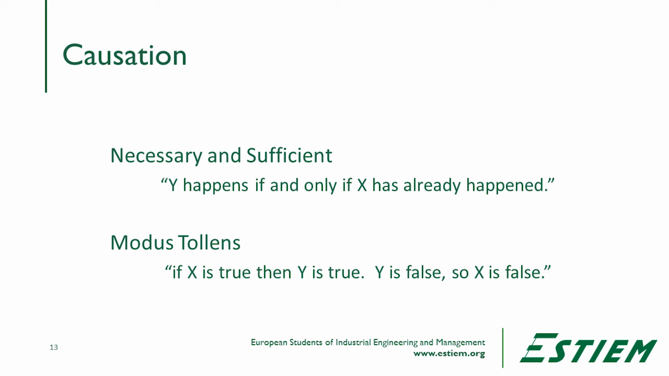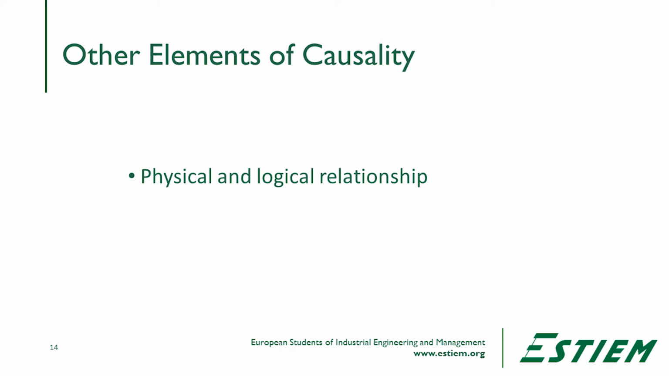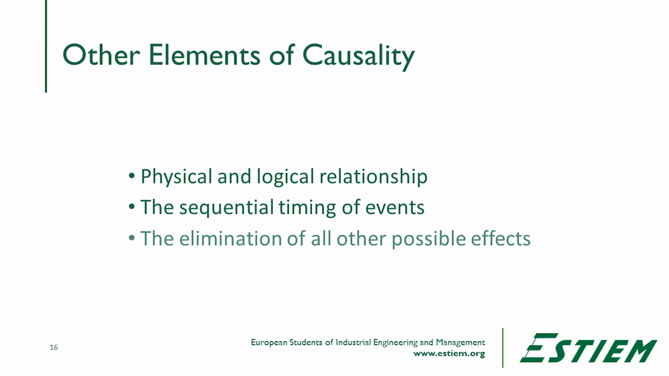In this case, the result Y may indeed be false without any implications whatsoever on the condition of X. So we want to make sure that the relationship is both necessary and sufficient for us to have causation. And remember, we should check the other conditions: physical and logical relationships, sequential timing of events, and elimination of all possible other effects. Once we've done that, we will have causation.